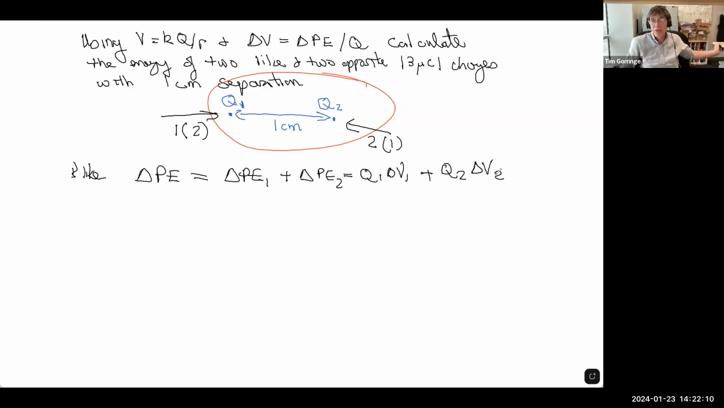You can see that they're different changes because when I bring in this one, there's no other charge around. When I bring in this one, there is the first charge around. And that's an important difference. That's an important distinction here.